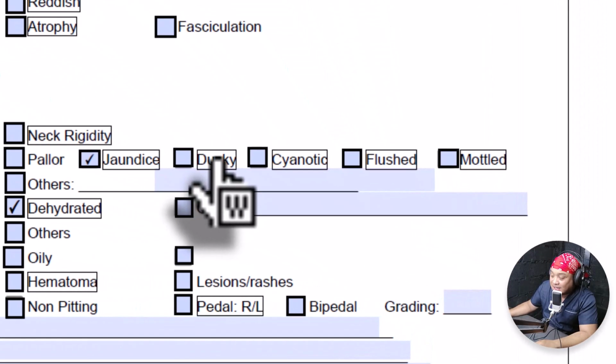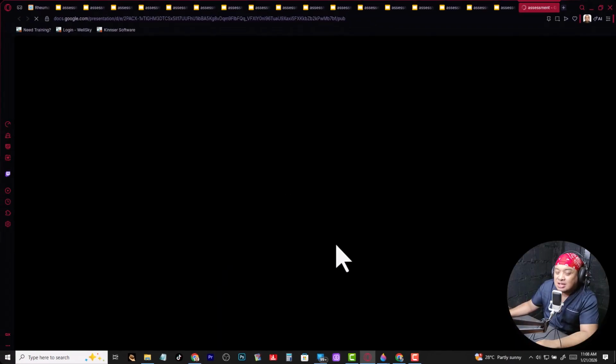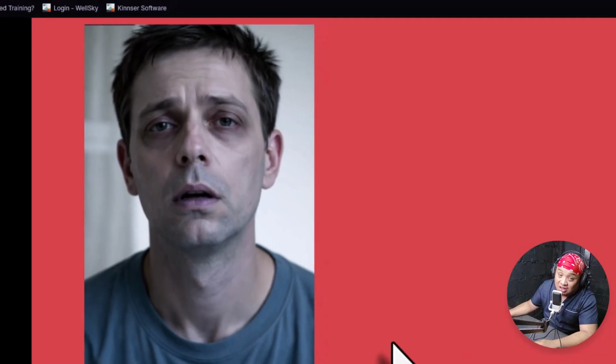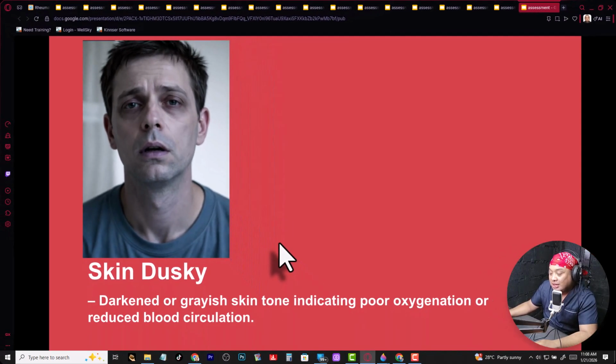Next, let's move on. We have the dusky skin. So dusky, from the word dusk. Para siyang zombie na siya, indication, just getting there. So it's a darkened or grayish skin tone indicating poor oxygenation or reduced blood circulation. So aside from the bluish color that gives us a sign for poor oxygen, dusky is like really pale talaga siya. So parang dusky, dust. Parang natabunan ng dust.